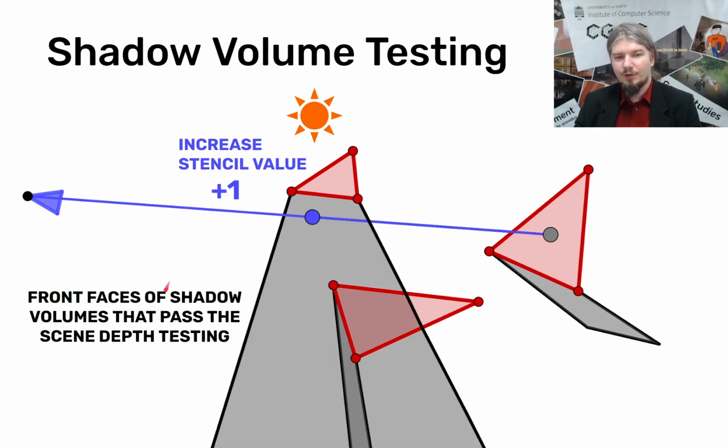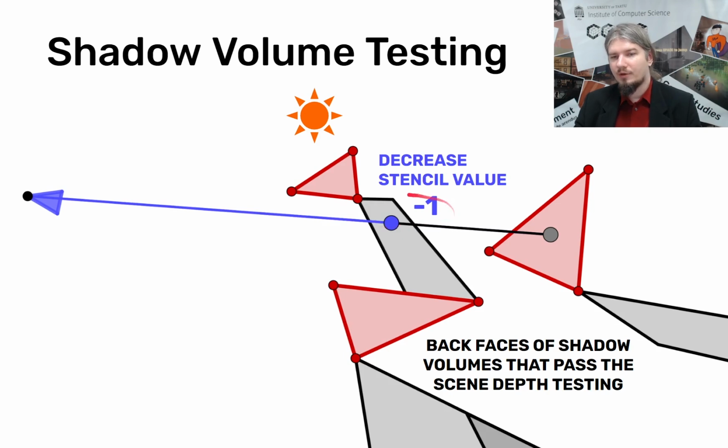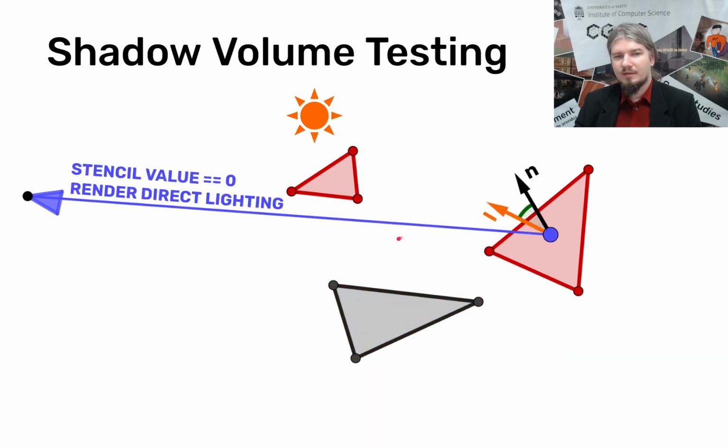Next we render the front faces that also pass the scene depth testing, and in those cases we increase the stencil value by 1. This creates the situation like we had before: when we enter a volume, the counter is increased by 1, and when we exit the volume, the counter is decreased by 1. So now, when the stencil value is 0, we render direct lighting onto the scene geometry.